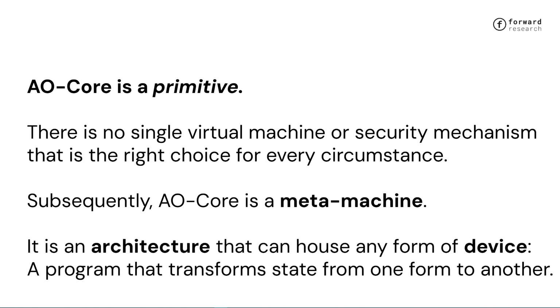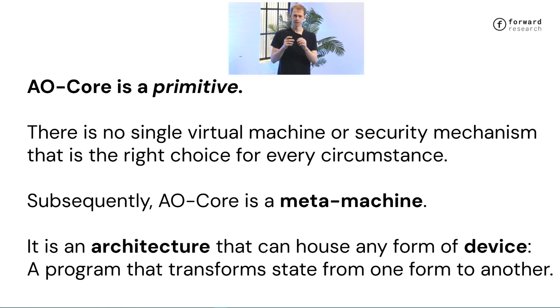So AO Core is a primitive. It doesn't enforce any single virtual machine or security mechanisms other than those basic ones: having an RFC 9421 compliant attestation mechanism, and passing hash paths in the system. It doesn't enforce any specific rules for how you should use those. It's an architecture. And instead of enforcing one virtual machine, because there is no one virtual machine that will be perfect for all use cases, it's unrealistic to think that would work.